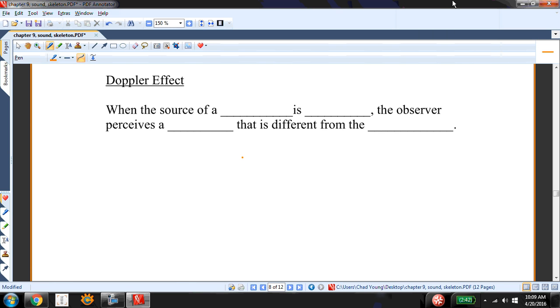Okay, let's look at the Doppler effect, which is probably something you've experienced or seen. When the source of a sound is moving, then the observer perceives a frequency that is different from the actual frequency. Remember, when I say frequency here, I'm referring to the pitch of the sound. That's different from the actual frequency.